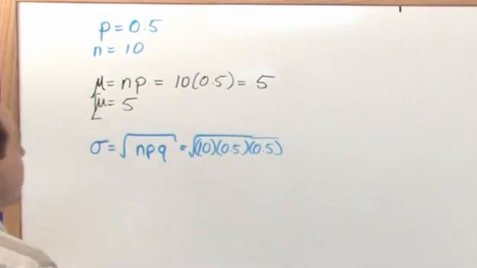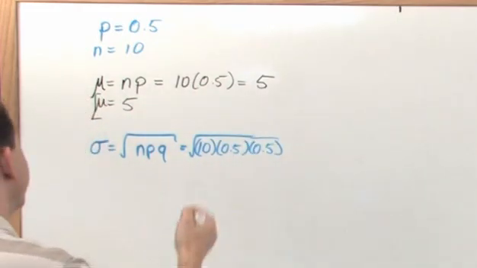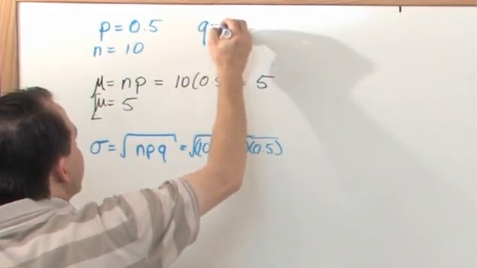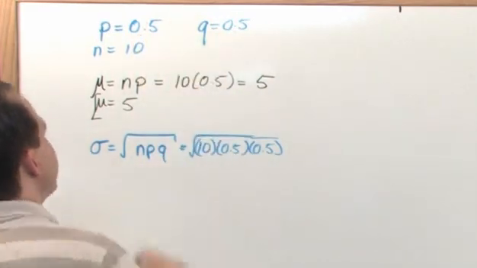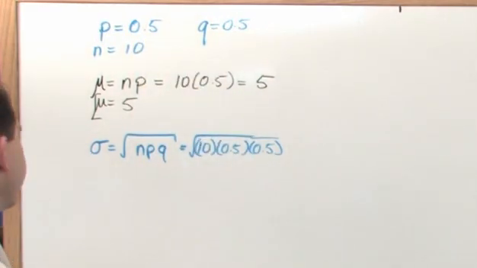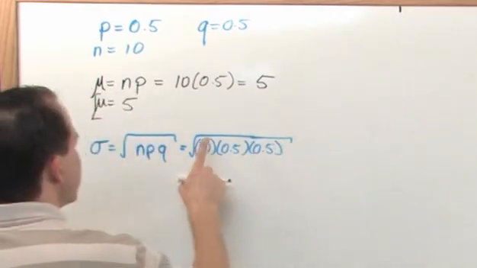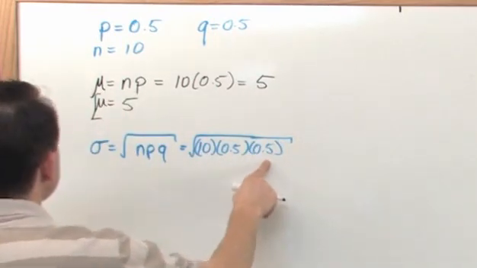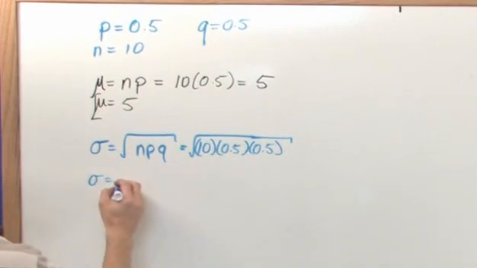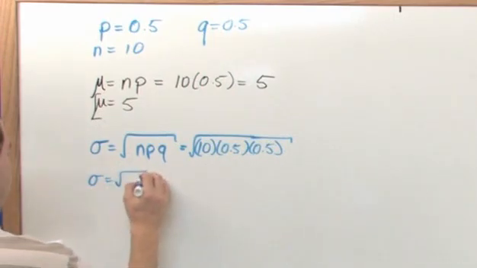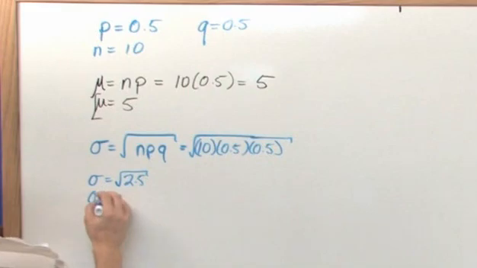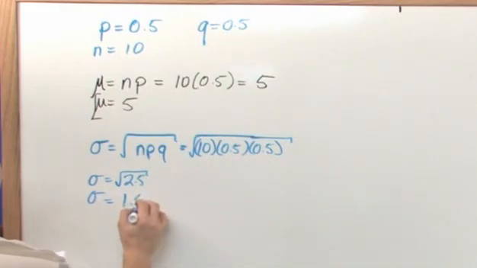By the way, what is q? Probability of success is 0.5. Then the probability of failure is 0.5 also, 1 minus p. Also, you can think of it in terms of getting a question wrong is the same probability on a true-false test. So n times p times q. So the standard deviation here is going to be the square root of 2.5, which is 1.58.